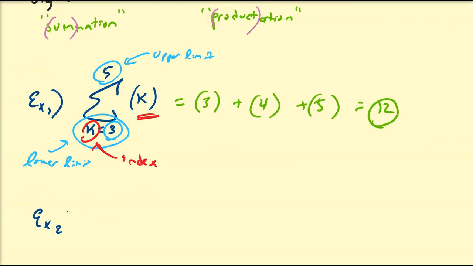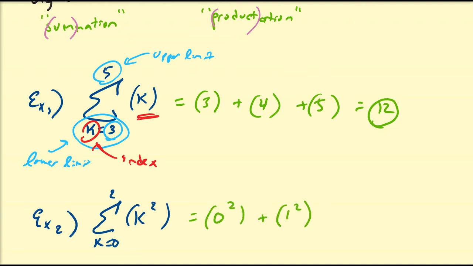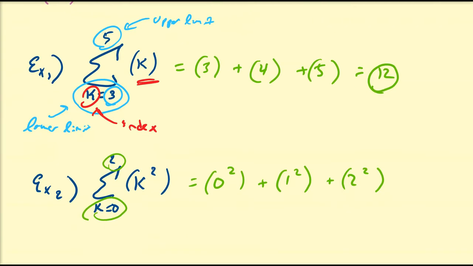Let's do another example. Suppose we have the sum from k is equal to 0 to 2 of k squared. So same thing applies. We're going to replace k with all the numbers from 0 to 2, and then we're going to add up those terms. So this is going to be 0 squared plus 1 squared plus 2 squared. Notice we go from 0 to 2. So this is going to be equal to 0 plus 1 plus 4, which is equal to 5.